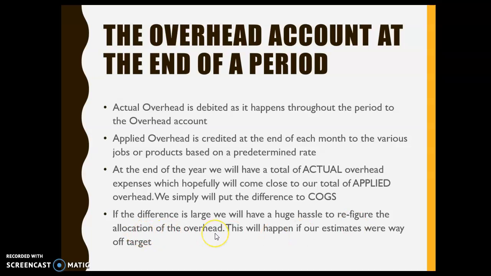We have to refigure what the allocation should have been and go through every single job and see how much less profit we made on each job, or if we made a loss, maybe even on each job. Whatever happens, this is a big hassle. You don't want to go there if you don't have to. So the point is, when you're the one estimating for next year, do that as carefully as you can.